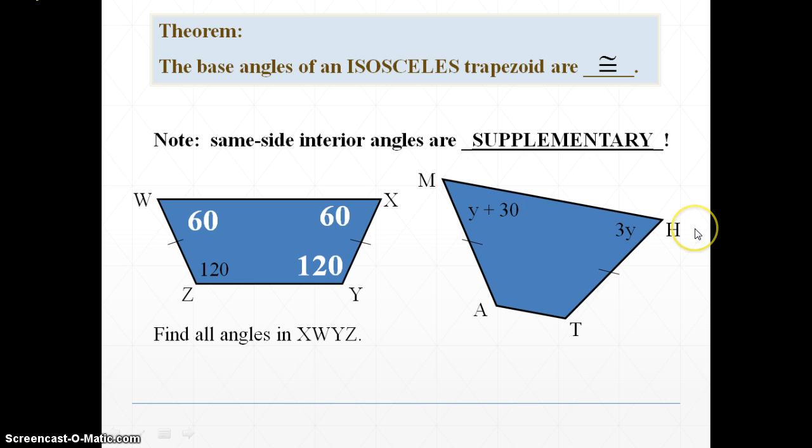Now in our second figure, we have some algebraic expressions. So we're going to first need to find what y is. I know that both of the angles are base angles, so I'm going to set those equal to find that y is 15.